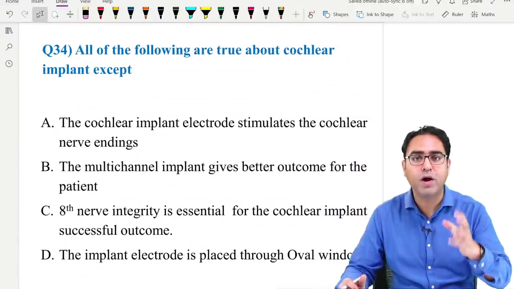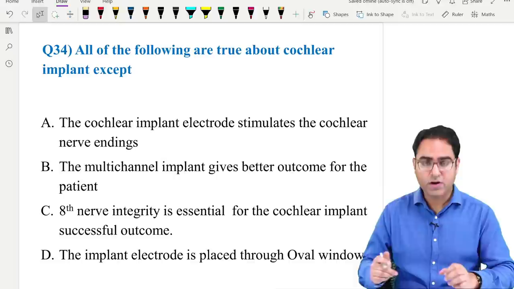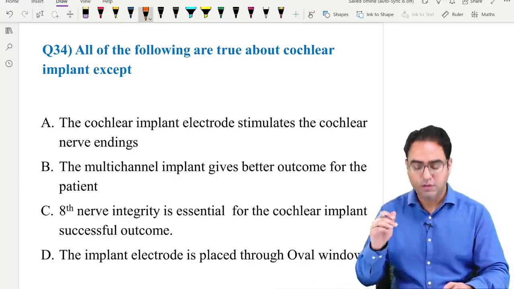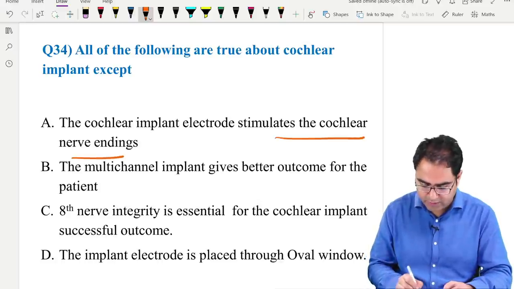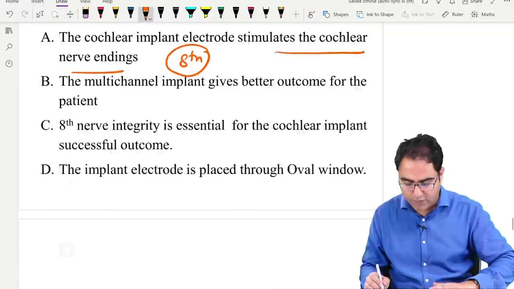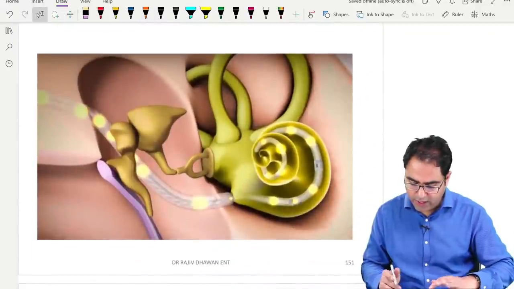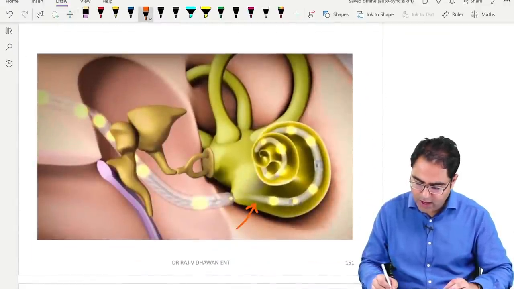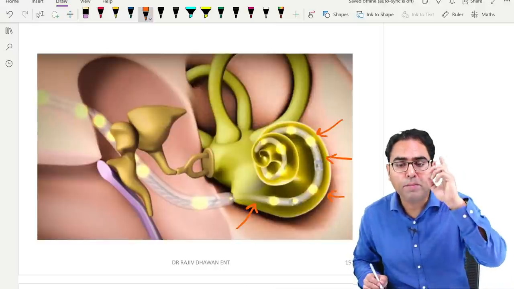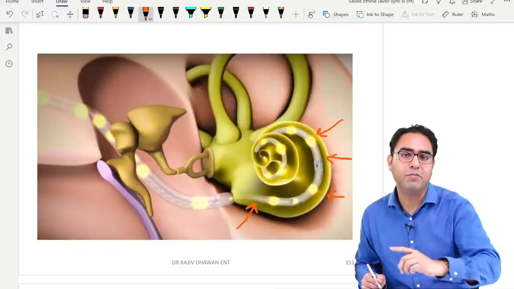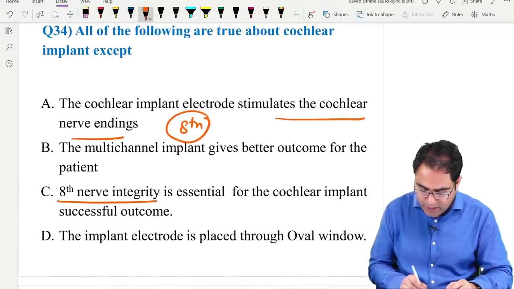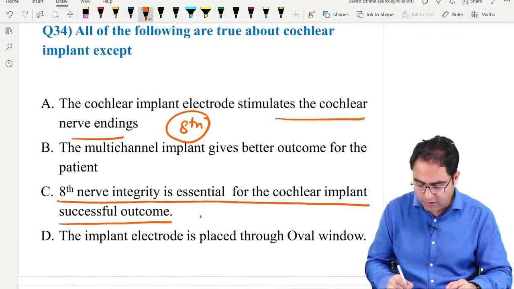All of the following are true about cochlear implant except. Ear question now, everybody. The cochlear implant electrodes stimulate the cochlear nerve endings. Correct. Look at the screen, beta. You have put an electrode in the cochlea and that is going to cause the stimulation of cochlear nerve endings. So the prerequisite is a normal 8th nerve, beta. This is an INI-CET NEET PG question. The 8th nerve integrity is essential for a successful cochlear implant outcome, beta.